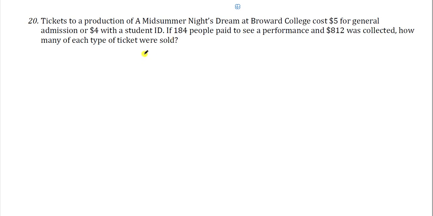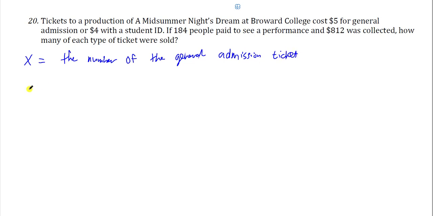That means the question asks how many tickets were sold as general admission, or how many tickets were sold as student ID. So they asked you for two things. That's why we need two variables, x and y. So I let x be the number of general admission tickets, and I let y be the number of student tickets. There are two things they ask you for, so let x and y be those two things.